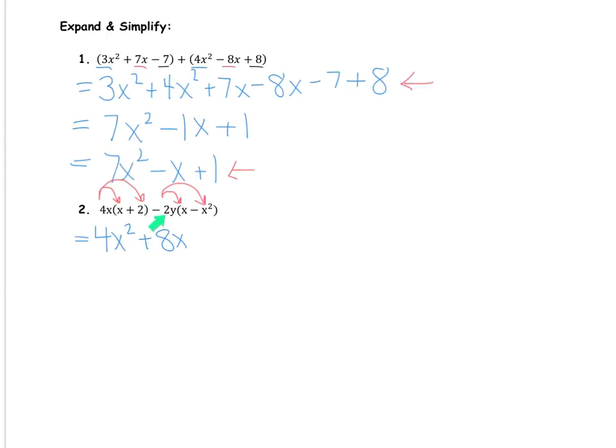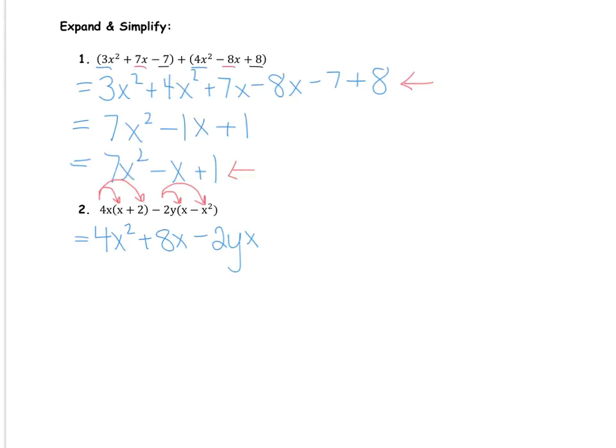And then I take the negative 2y times the x. So I get negative 2yx. And with terms like that, it's actually proper to write them in alphabetical order, the variables. So this is the same as negative 2xy, okay? And it would be proper to write it like that.